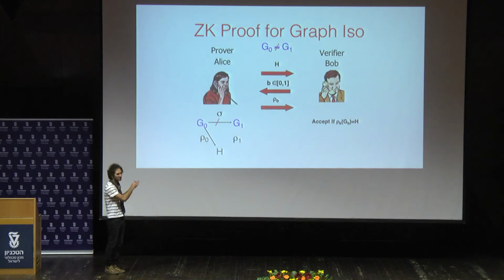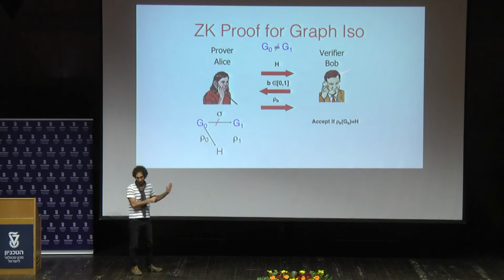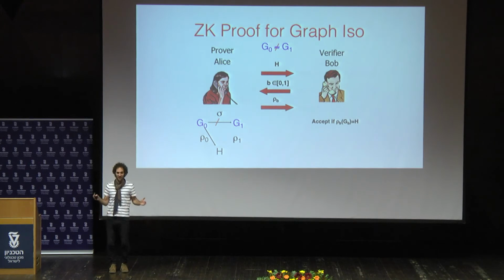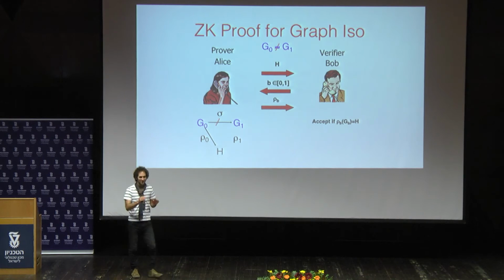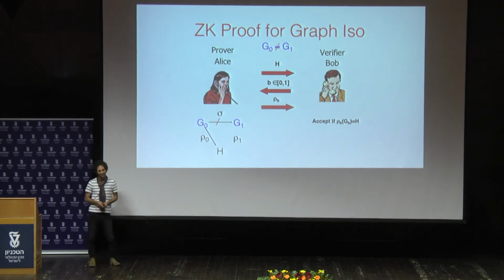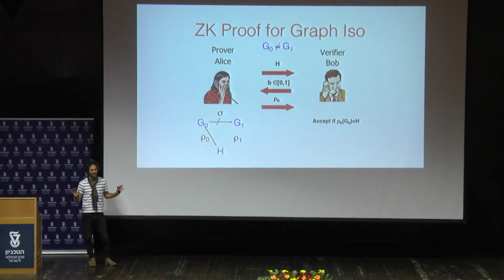So that's the point. You just repeat this 100 times, and if it's true, Alice can always convince him. If it's false, the probability that she can convince Bob 100 times in a row is 2 to the minus 100. Okay? Probability 2 to the minus 100 is much less likely than getting hit by a car or an airplane crashing. So we're pretty safe.